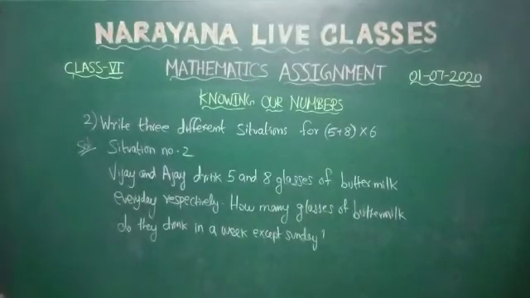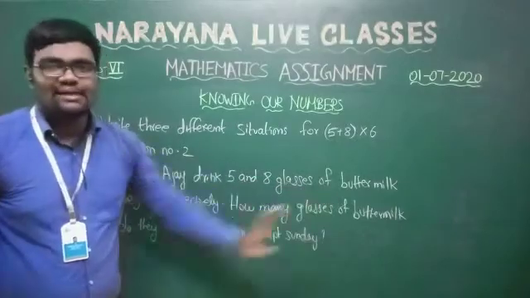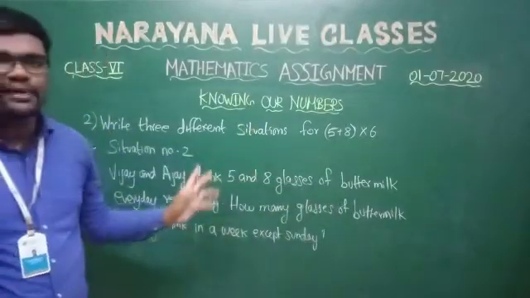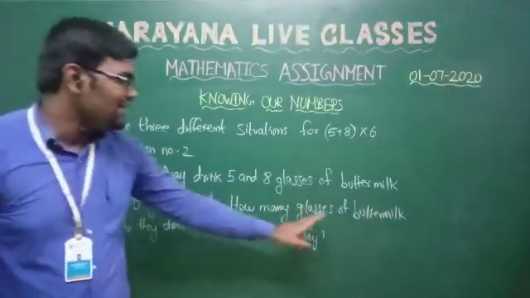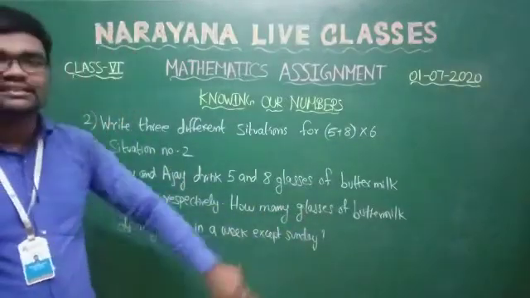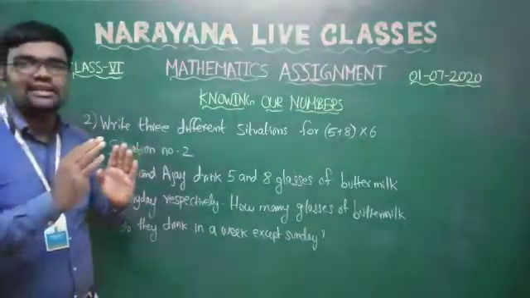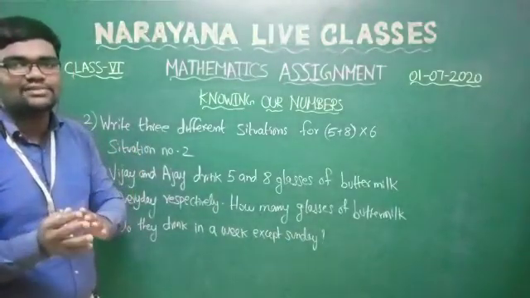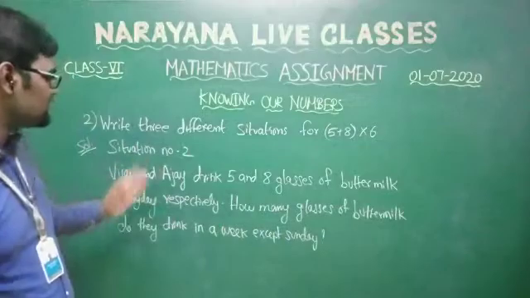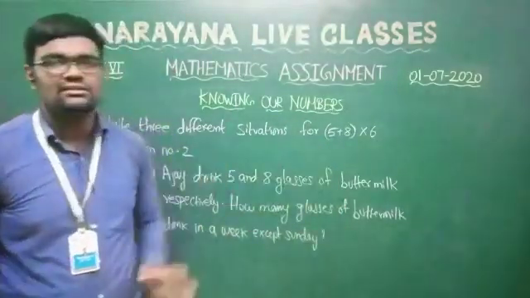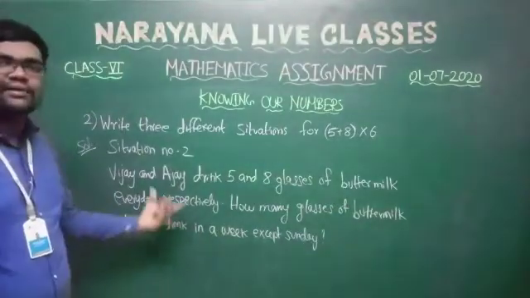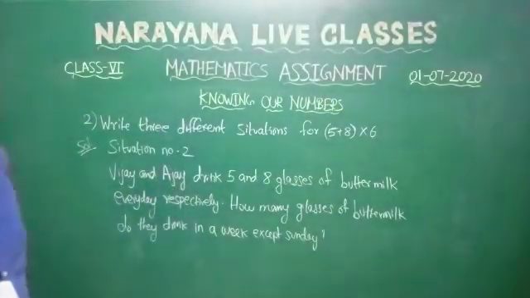Now situation number 2. Vijay and Ajay drink 5 and 8 glasses of buttermilk every day. How many glasses of buttermilk do they drink in a week except Sunday? In a week there are how many days? 7 days. Except Sunday means how many days? 6 days. So 6 days means 5 plus 8 into 6. Similarly you can write many situations, and you can use different names also.